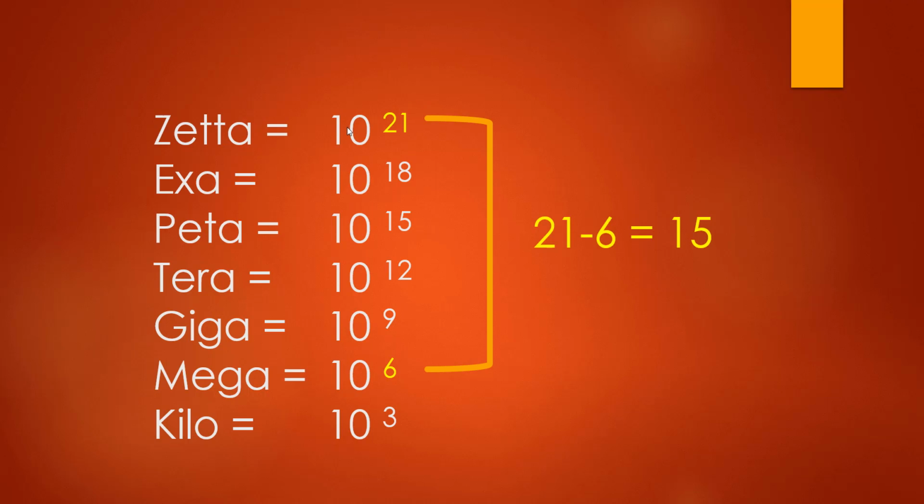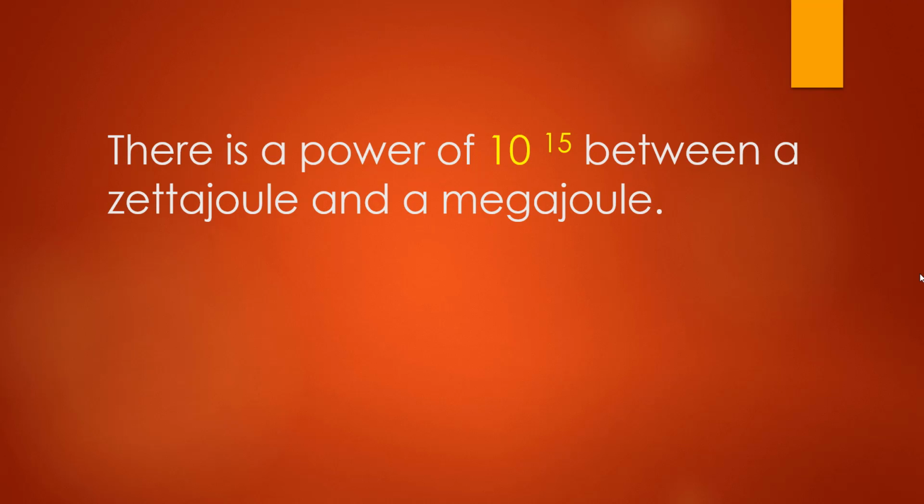So zetta is 10 to the 21, mega is 10 to the 6, and if you just subtract those two, then it tells you how many sets of mega would fit into a zetta. So basically what we're saying here is that there is a power of 10 to the 15th between a zettajoule and a megajoule. So that 10 to the 15th, that's 1 times 10 to the 15th power.